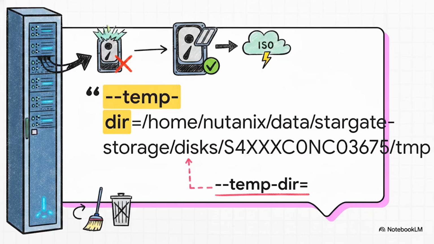But wait, what happens if you run that check and you only have, say, 5 gigabytes free? The script's going to fail. The exam wants to know that you can use a specific command flag to route that ISO generation to a temporary SSD directory. You just create a temp directory on one of the CVM's mapped SSDs, which usually have tons of space, and add the flag --temp-dir= followed by the path to that new folder.